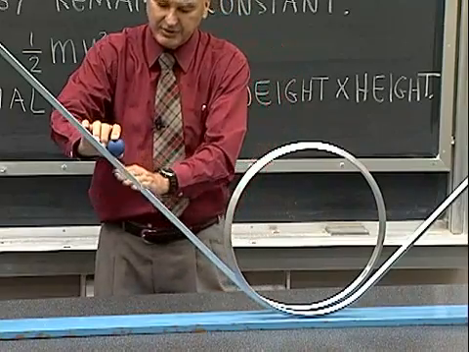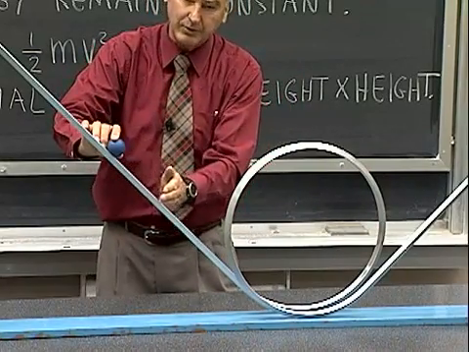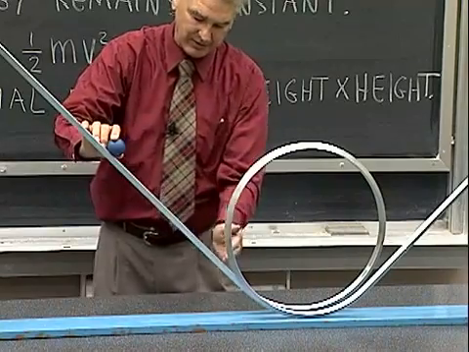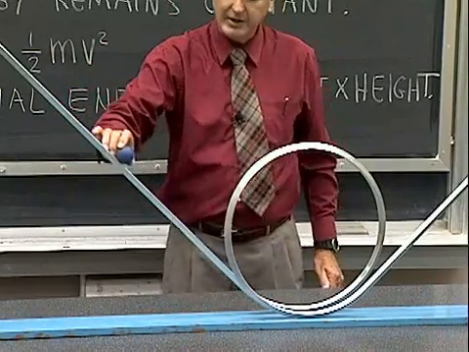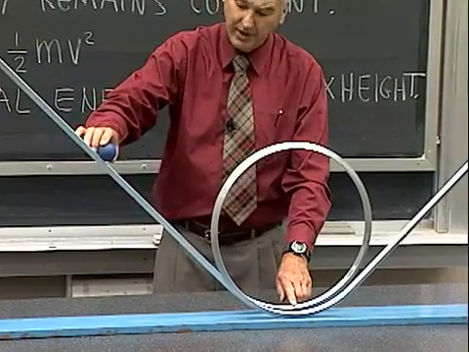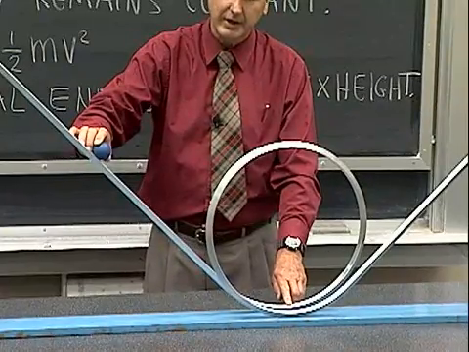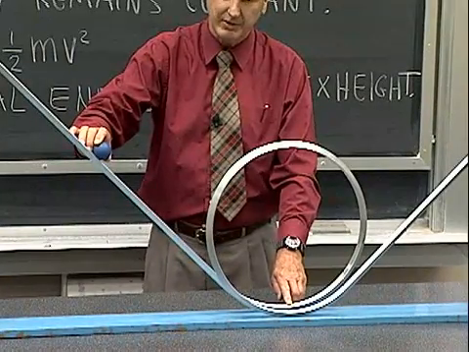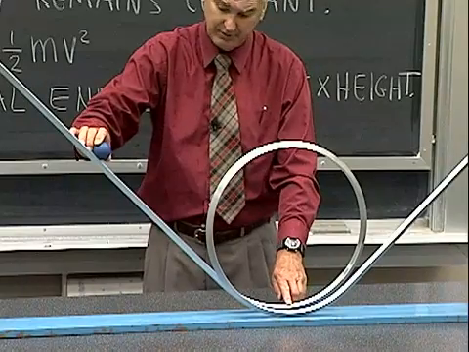As its potential energy decreases, its kinetic energy, which is related to the speed, will increase. So the speed will increase as the height decreases. Now at the bottom of the track it'll have minimum potential energy, so that's where the kinetic energy will be a maximum. It'll be moving fastest at the bottom of the track.